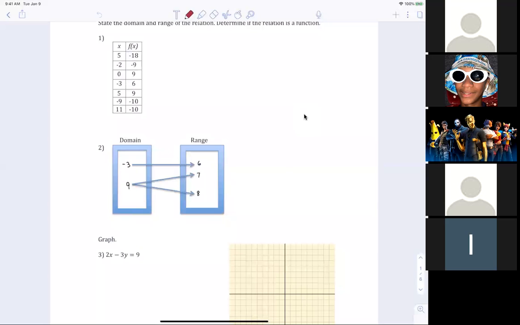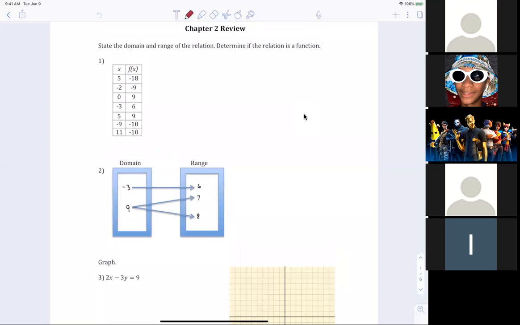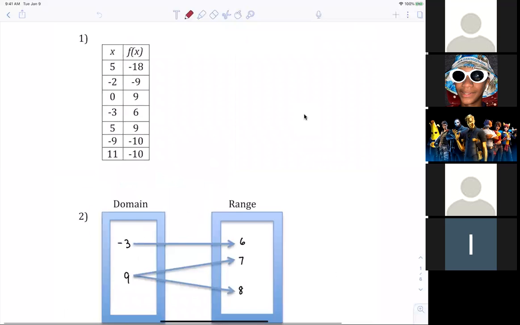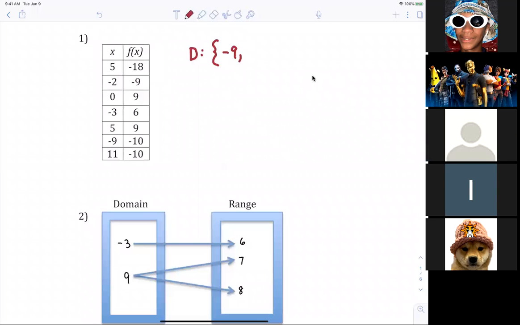All right. So state the domain and range of the relation, determine if the relation is a function. So if you recall, the domain is just the set of the x values. Now I always try to tell kids put them in order, from small to large, not that it's a big deal if you don't. So -9, -3, -2, 0, 5. Now look, 5 is written twice, and then 11. Now if it's written twice, you don't have to write it twice, all right?